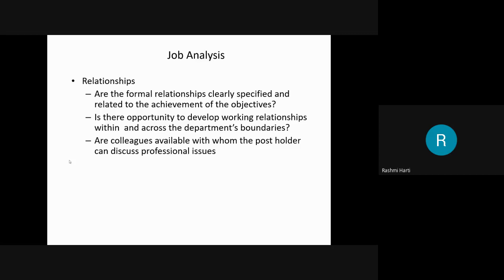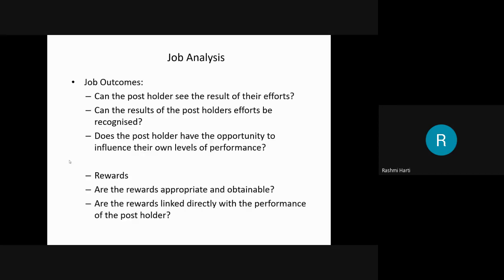Is there opportunity to develop working relationships within and across the departments? Here, are there any opportunities wherein that particular employee has to interact with other departments, or go beyond the department boundaries, whatever it is? Are colleagues available with whom the post holder can discuss professional issues? What are the limitations of those relationships? That is also described in job analysis.